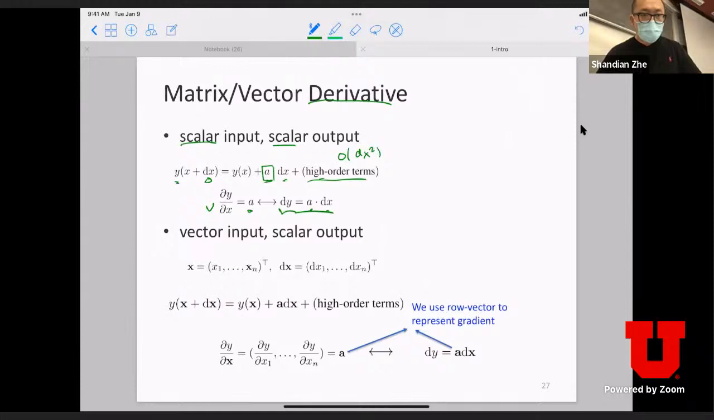So now, yeah, everyone is comfortable at this, right? So now let us move to a little bit more complex case.